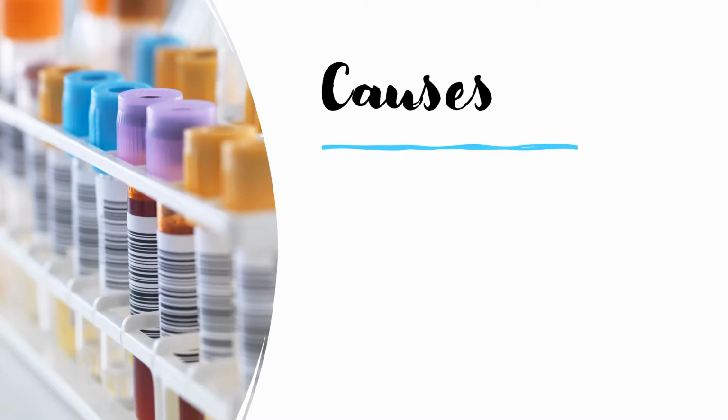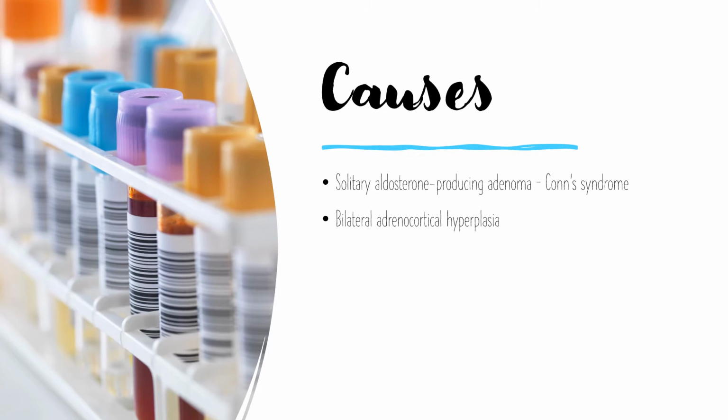So whilst we now understand the pathophysiology of the disease, we need to look at what actually causes it. So first, we have a solitary aldosterone-producing adenoma. This is called Conn syndrome. Then, the most common cause is bilateral adrenocortical hyperplasia. You also have some rarer causes, like adrenal carcinomas and GRA.